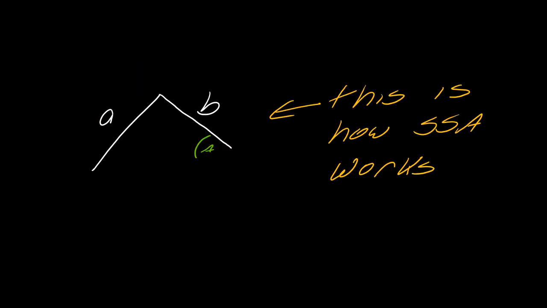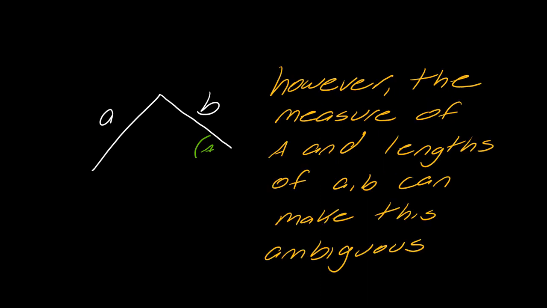Okay, so SSA: I start with a side, another side, and then an angle. And you can see how to label all of these, right? If this is side A, then this has to be angle A because that's the opposite. So this is how side-side-angle works. The measure of this angle A and the lengths of A and B can create an ambiguous case. Not always. So I'm going to try to break this down for you.